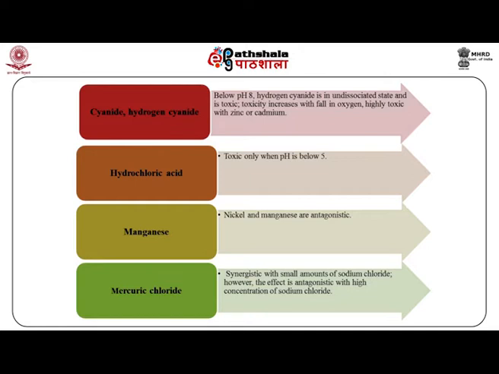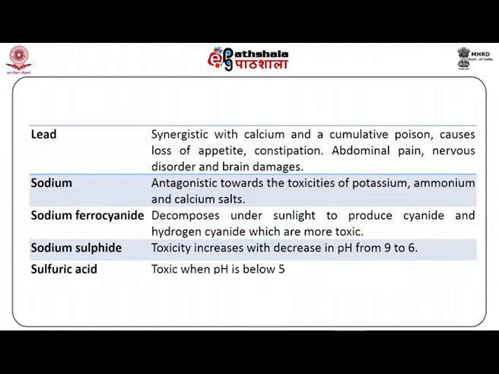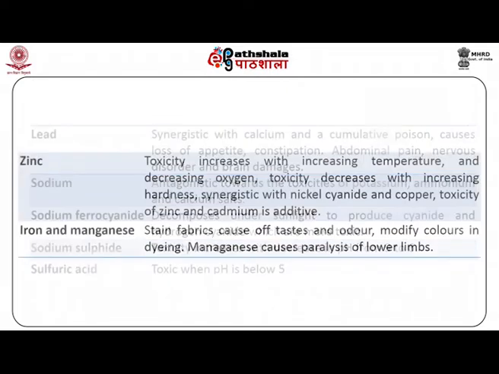Mercuric chloride: we've already discussed the toxicity of mercury. It is synergistic with small amounts of sodium chloride. However, the effect is antagonistic with high concentrations of sodium chloride. Lead is synergistic with calcium and a cumulative poison. Sodium ferrocyanide, sodium sulfide, and sulfuric acid are all toxic in nature.